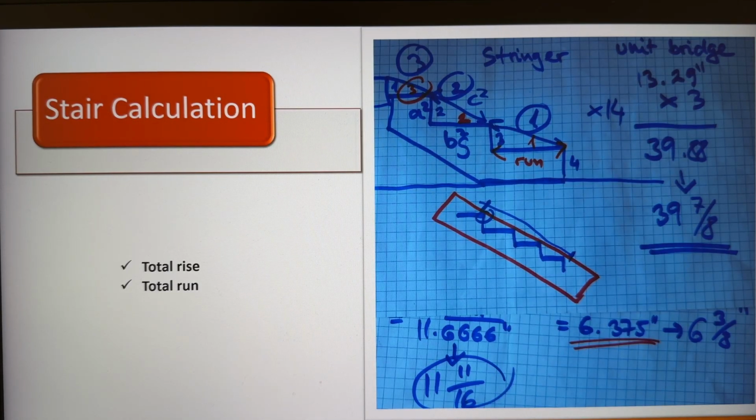In the stair calculation, we started with a total rise and total run, and we ended up with 4 other numbers. In this example here, in the following slides, I'm going to use 6 3/8 for unit rise and 11 for unit run.